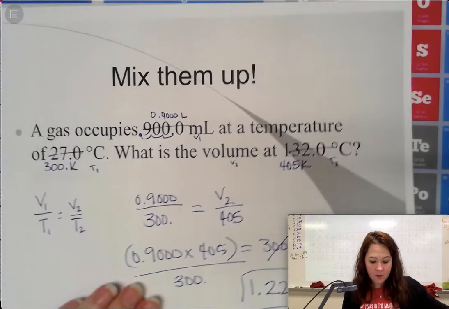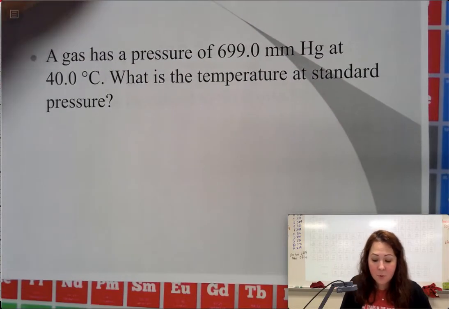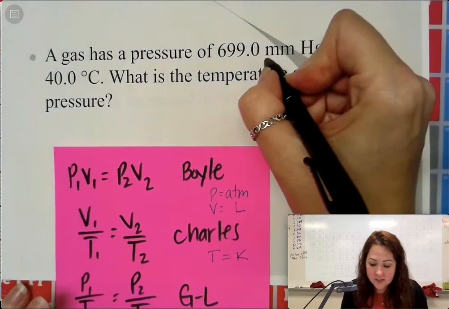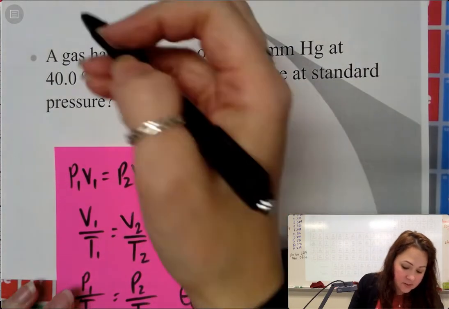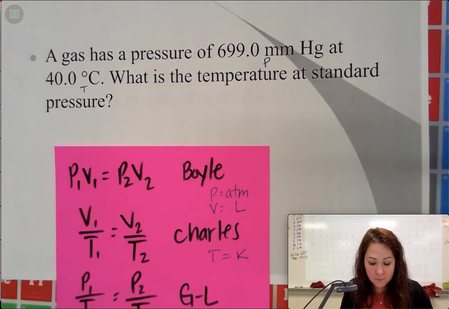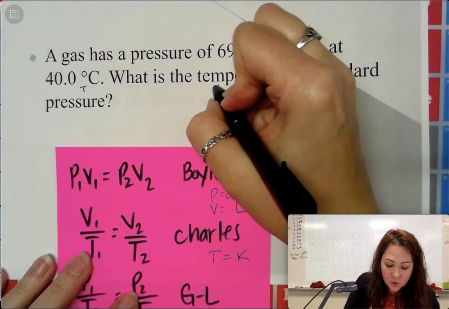Now the next math problem that we see in the examples here says a gas has a pressure of 699 millimeters of mercury at 40 degrees Celsius. So that's pressure and temperature. What is the temperature at standard pressure?